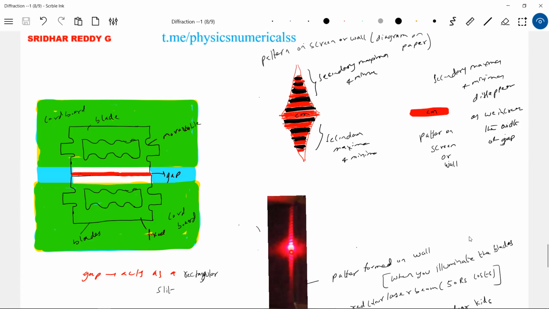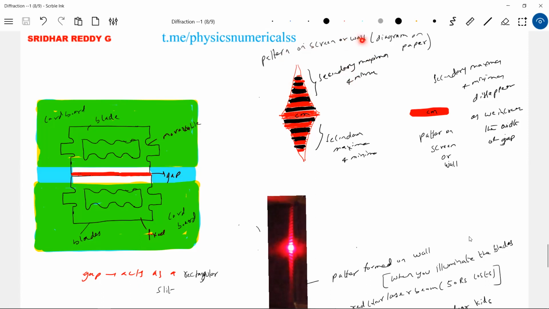Then I'll increase the gap. On paper, I'm showing it, the central maxima. So why do these strips appear? Due to diffraction. Only rectilinear propagation would mean only the central maxima is what I should get. Due to diffraction, due to wave nature, I'm getting secondary maxima and minima.